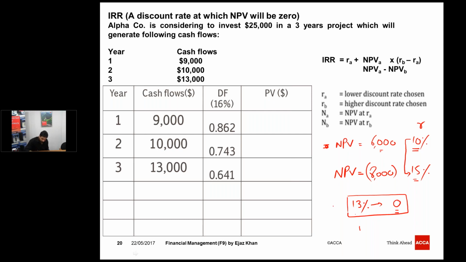now if I tell you that my cost of capital is 11% and the project's NPV will be 0 at 13%, should we accept this project or not?